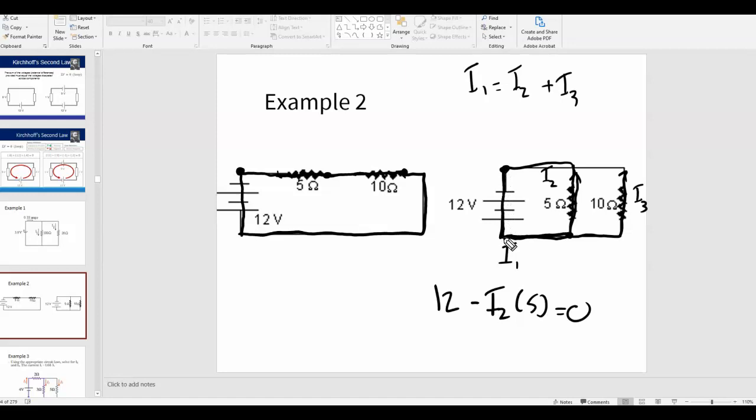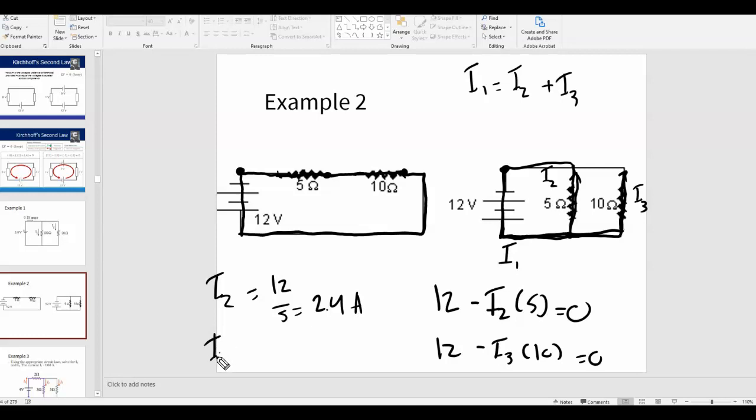This time I'm going to go along the outer loop, so I have plus 12. I go down, V equals I times R. That's minus I3 times 10 equal to 0. So I can find I2 and I3 right away. I2 is going to be 12 divided by 5, which is 2.4 amperes. And then I3 is going to be 12 divided by 10, which is 1.2 amperes.